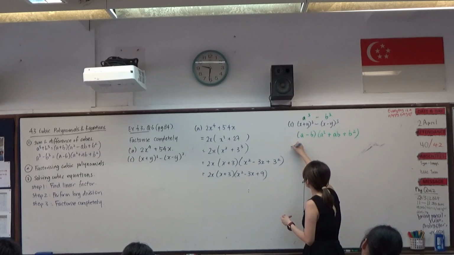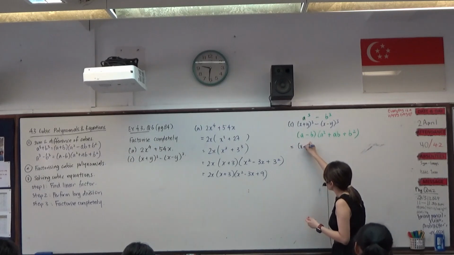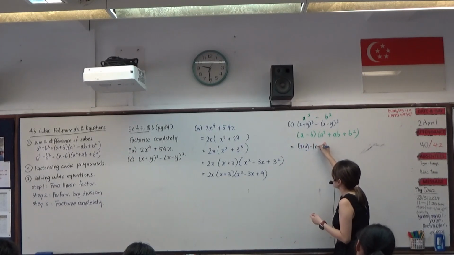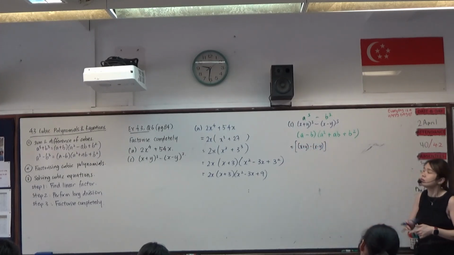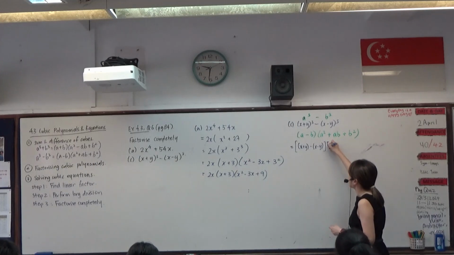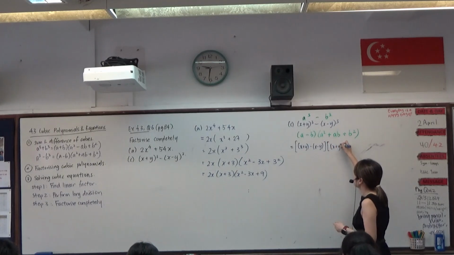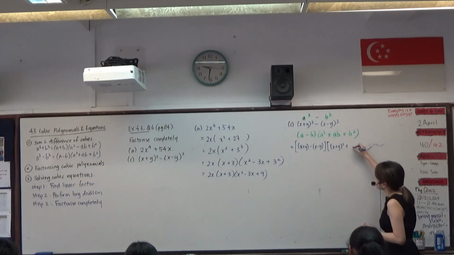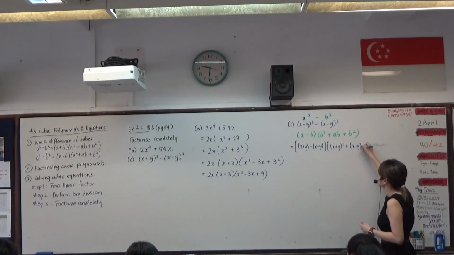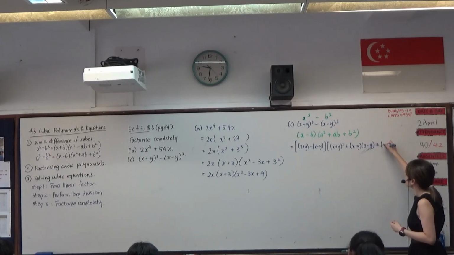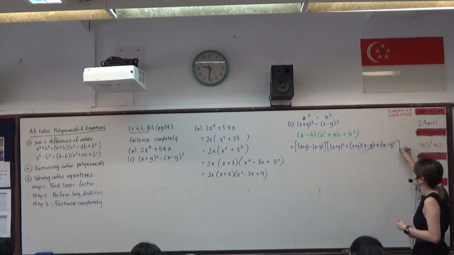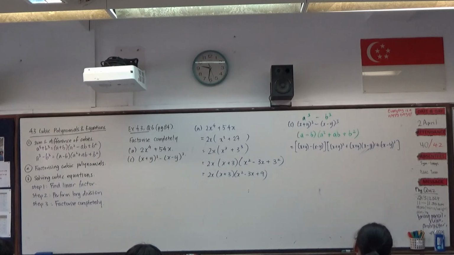So in other words, a is x plus y, b is x minus y. This is the first set of brackets. In the second set of brackets, I have a to be x plus y, ab to be x plus y times x minus y, and then b will be x minus y. So it requires big focus to make sure that we do the substitution correctly.